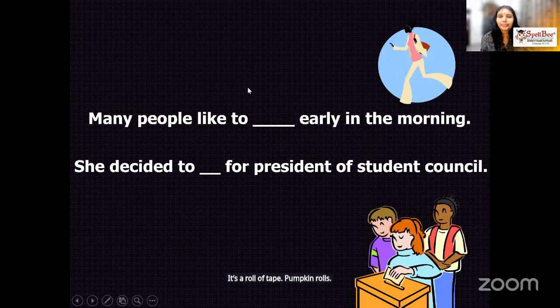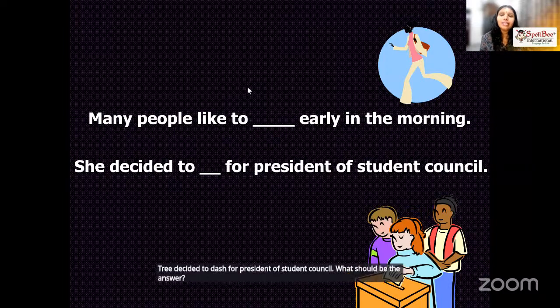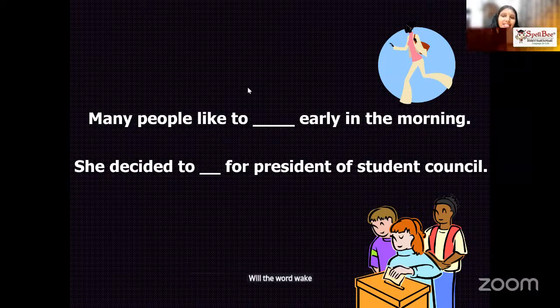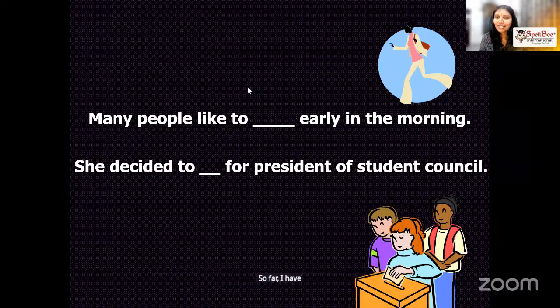Good. Next one. Many people like to dash early in the morning. She decided to dash for president of student council. What should be the answer? Will the word wake fit in the next sentence? The word that you choose should be apt for both. So far, I have right answers from many.